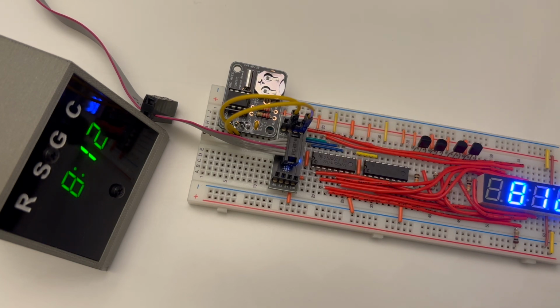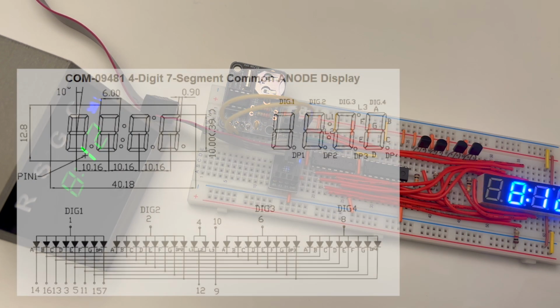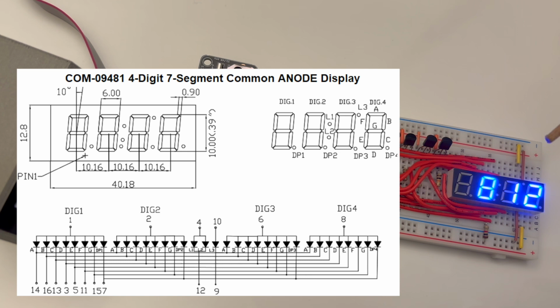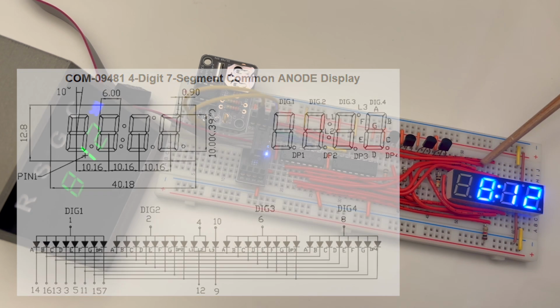Let's talk about how 4-digit common anode displays work to get a better understanding. In reality, only one digit of the 4 7-segment display is on at once. This is why we need POV. 4 pins on the display are reserved for each digit, connecting to the power side of all the LEDs, hence the common anode in the name.